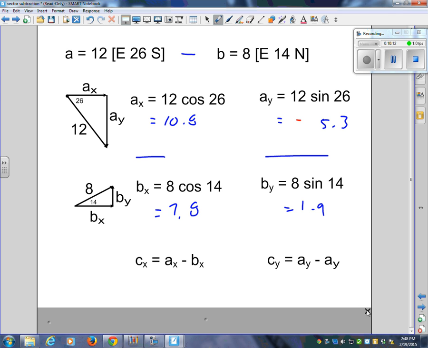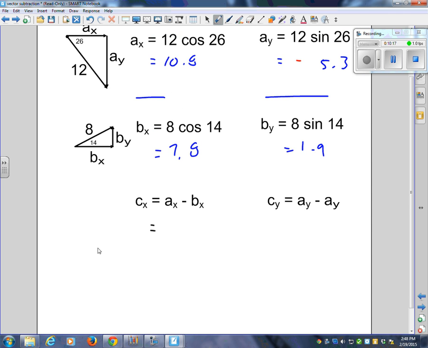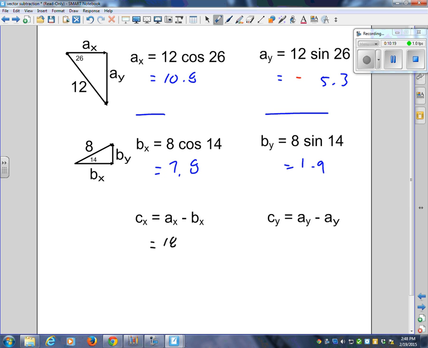Basically, Cx is equal to 10.8 minus 7.8, which is a nice round 3. And here it's going to be minus 5.3 subtract 1.9.